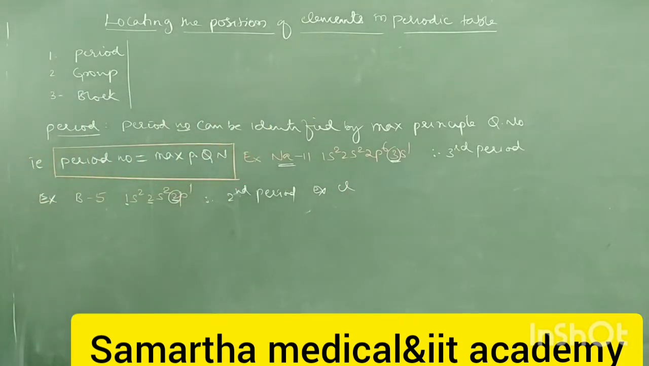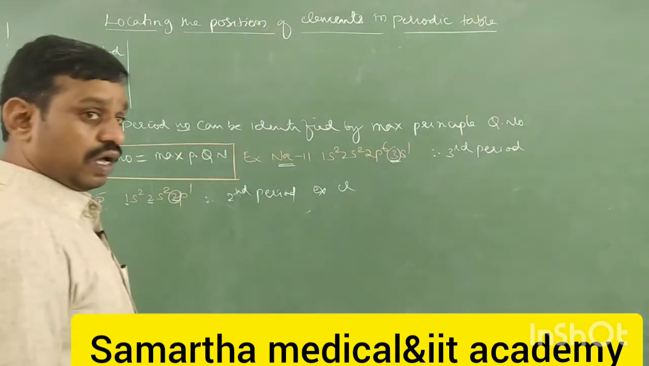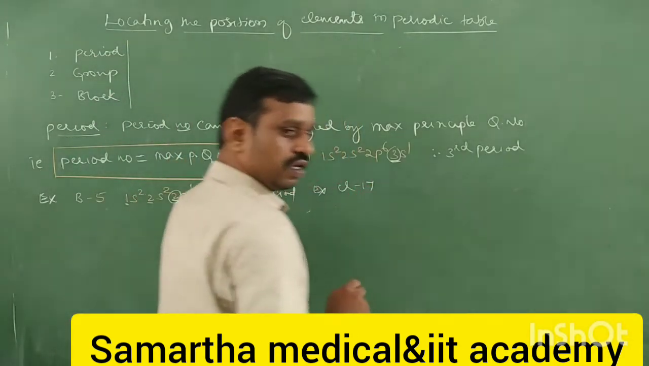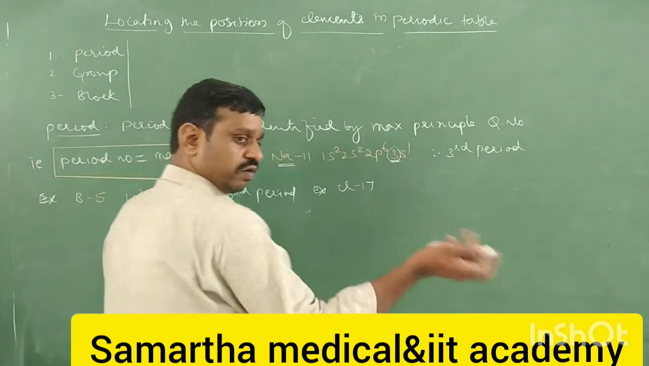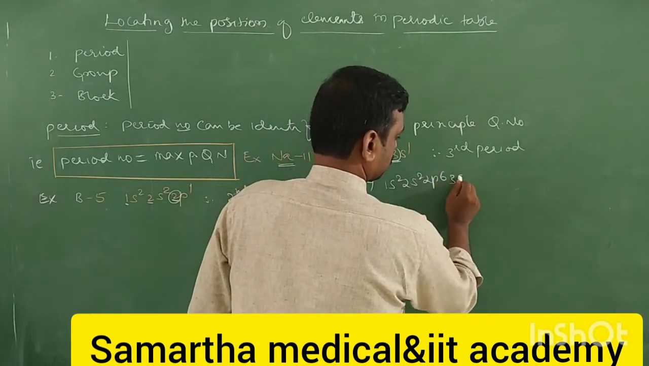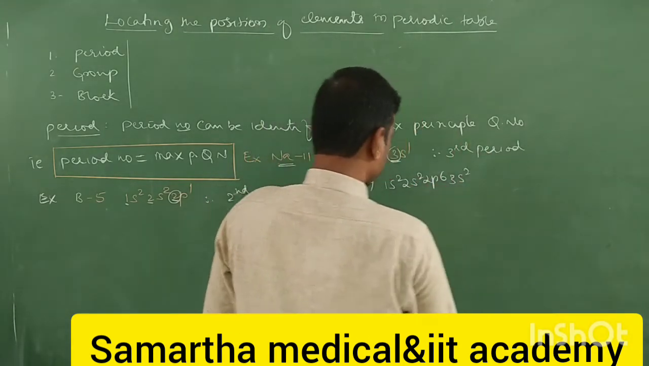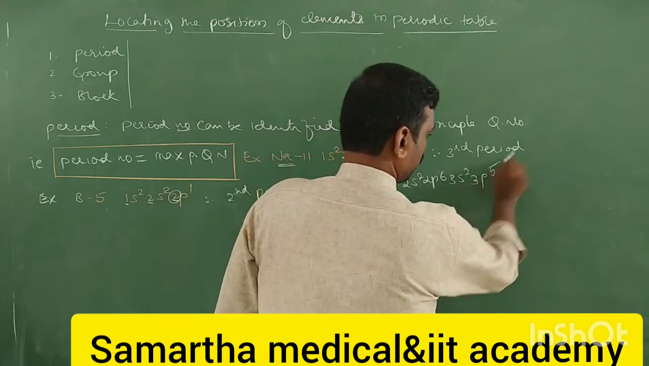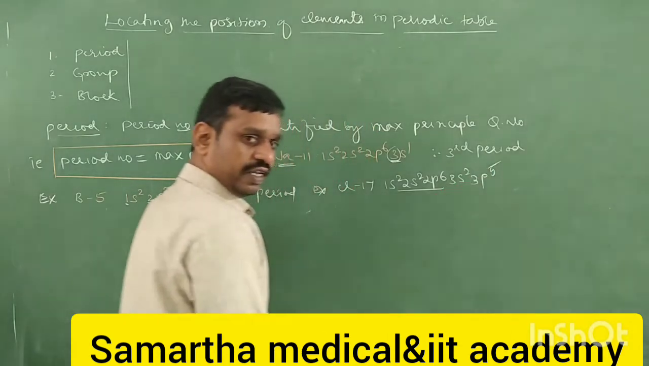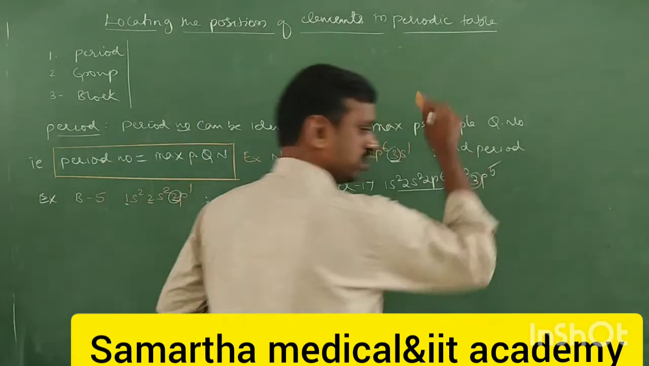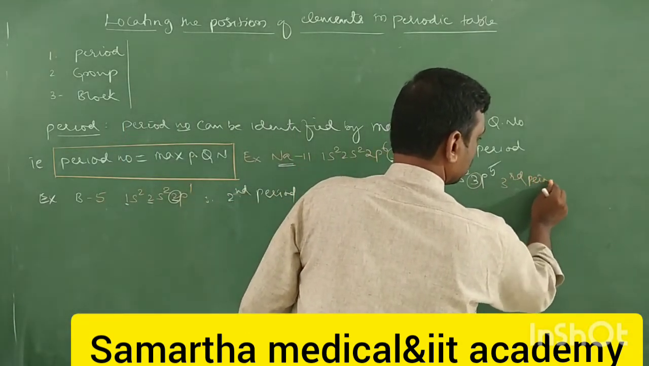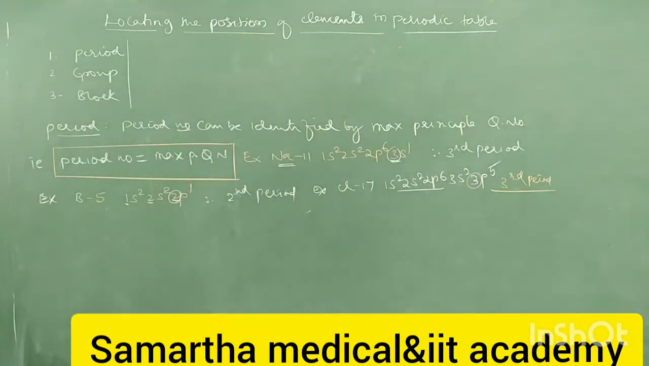Next, one more example, chlorine. Identify the period number first. Chlorine's atomic number is 17. Electronic configuration: 1s2, 2s2, 2p6, 3s2, 3p5. 10 plus 2 plus 5, 17. So therefore it belongs to the third period. Like that you can identify which period the given element belongs to.